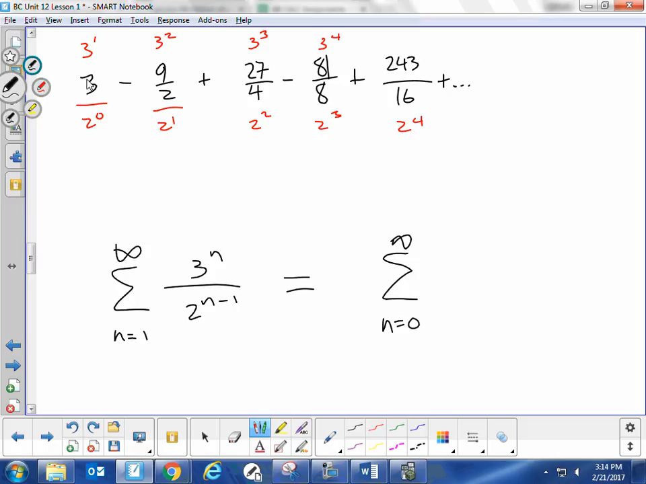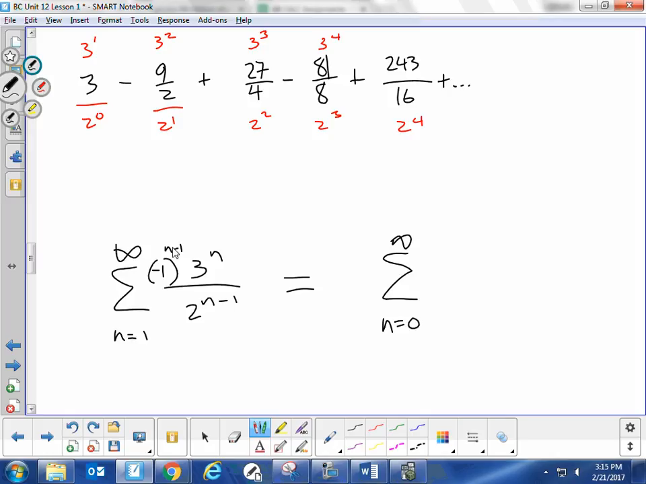I have positive 3 minus 9 halves plus 27 fourths minus 81 eighths. Now you can assume, okay, well, if I put a negative in here, would that work? Well, I'm starting with my first term, so that'd be negative 3 to the 1st, so that would make this have to be negative, so that doesn't work. Okay? This is where we have the whole negative 1 that we can use and manipulate it on the side. I could do negative 1 to the n minus 1, or the n plus 1.